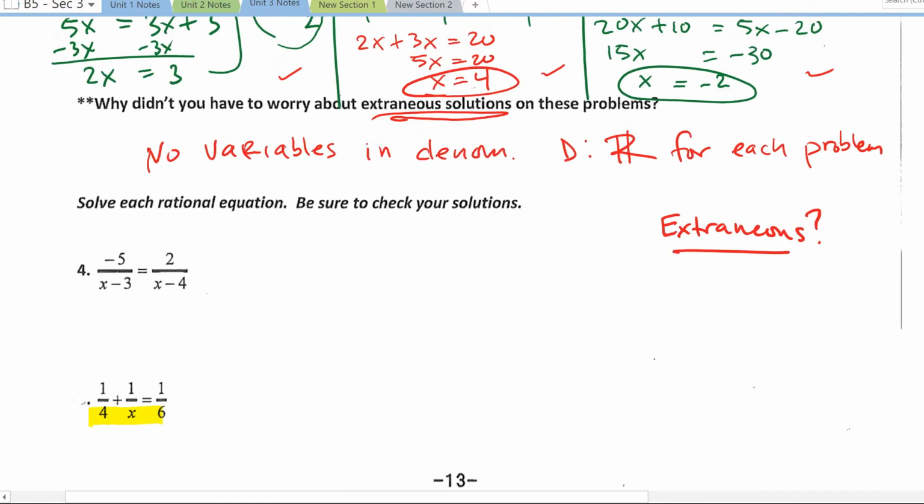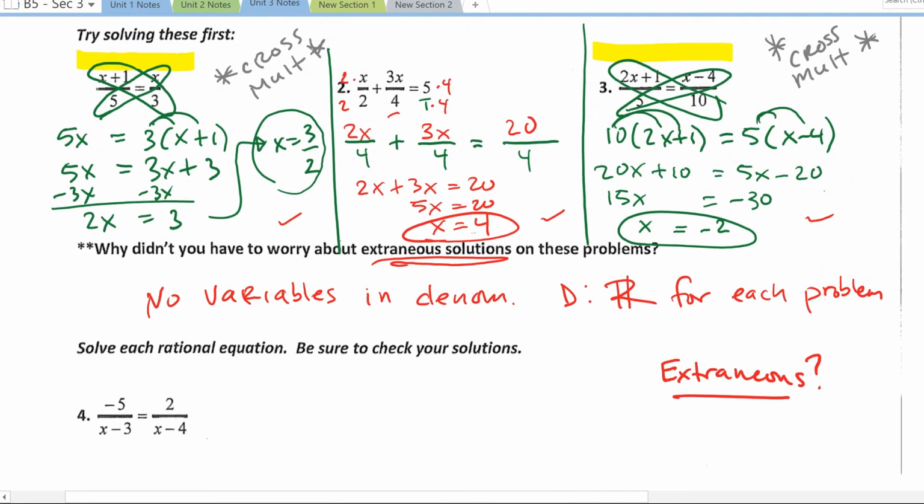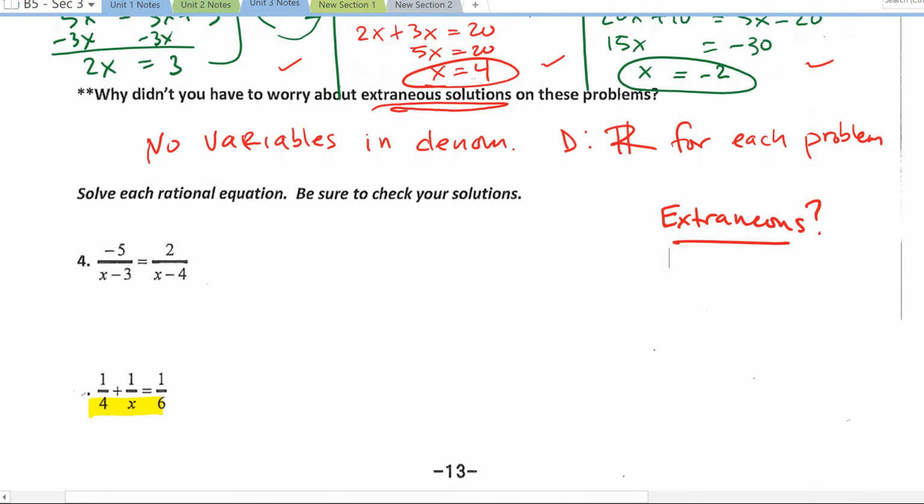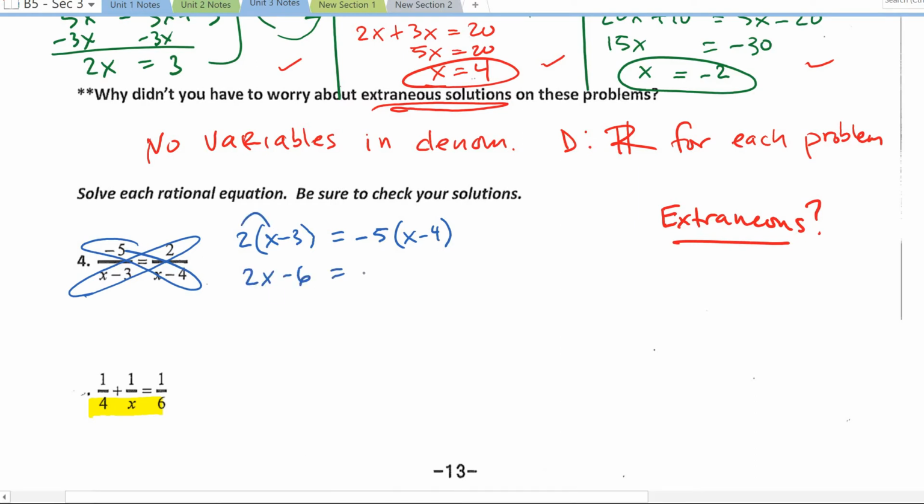Okay, number 4. It looks a lot like number 1 and 3 above, so we are going to cross multiply. 2 parentheses x minus 3 equals negative 5 parentheses x minus 4. Distribute the 2 and the negative 5, and then go ahead and finish your problem. So 2x minus 6, negative 5x plus 20.